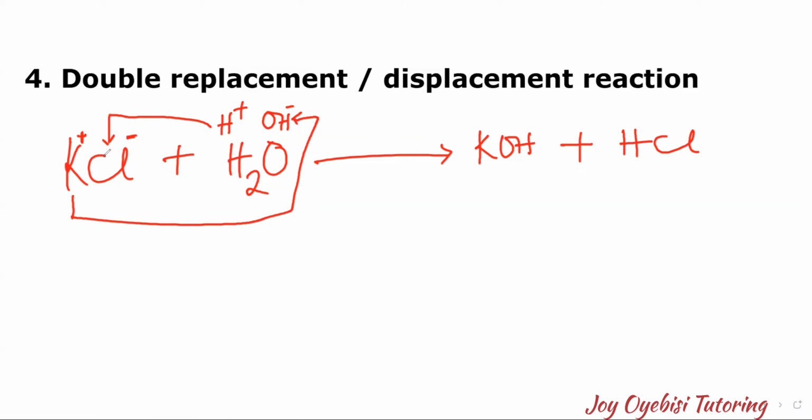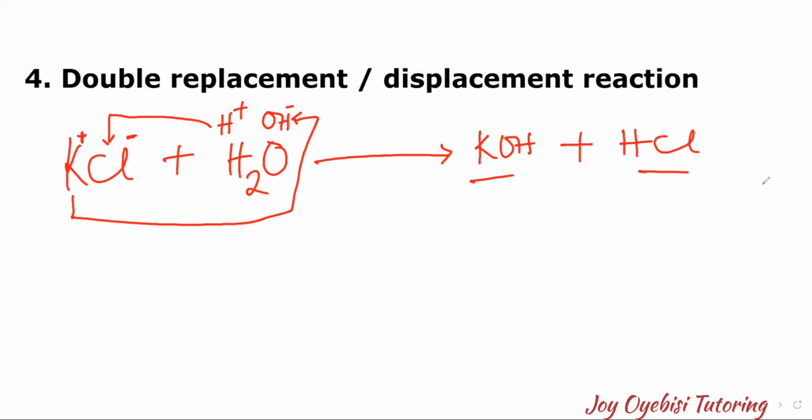So the best way to tell if you have a double replacement is to look at your reactants and your products. If you have two reactant compounds, and they are giving you two new compounds, then that tells you that you have a double replacement. Now, under double replacement, we also have another type of reaction, which is called neutralization reaction.